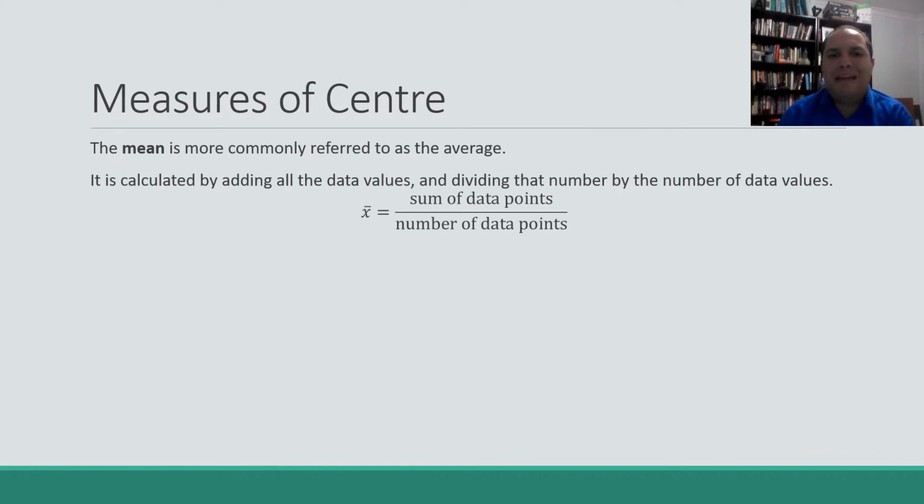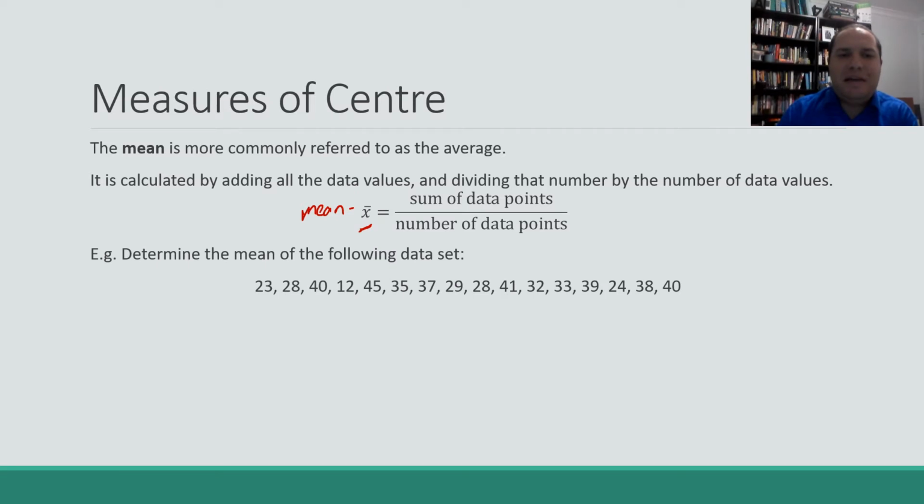Right, so the mean is also just commonly called the average. It's calculated by adding all of the data values and then dividing that number by the number of data values in the set. So we've got our little formula here, x bar, that means mean or average, and that's the sum of all our data points divided by the number of data points. Same, just a formula version of that sentence just beforehand.